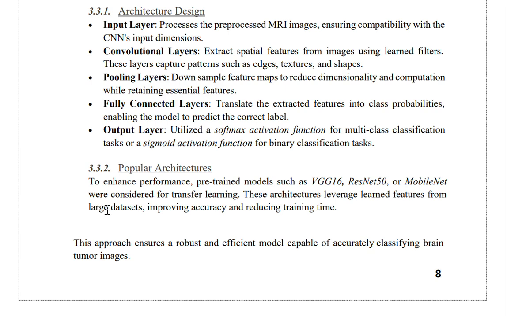In this project, we have also explored popular pre-trained models like VGG16, ResNet50 or MobileNet. These architectures are known for their high accuracy and were considered for transfer learning, which I am going to explain next.